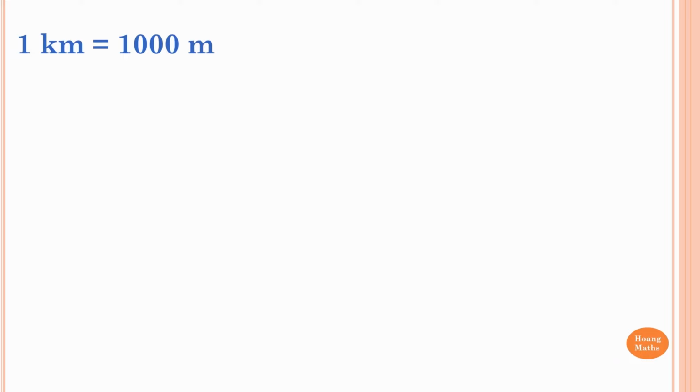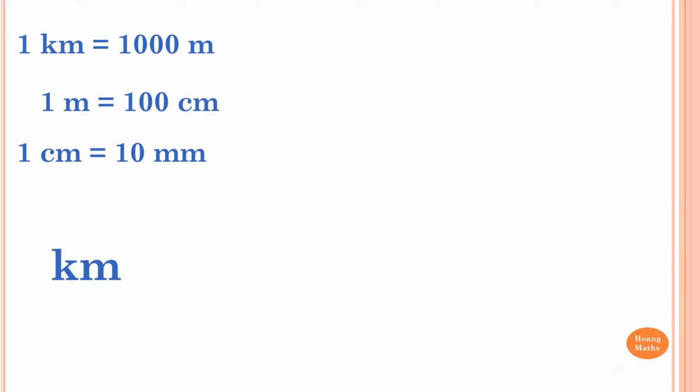We know that 1 kilometer is 1,000 meters and 1 meter is 100 centimeters and 1 centimeter is 10 millimeters. Now, if you can remember these conversions, that makes it a lot easier for yourself. Otherwise, we can use this flow chart. First of all, we know the largest one is kilometers, followed by meters, then centimeters, and after that is millimeters.